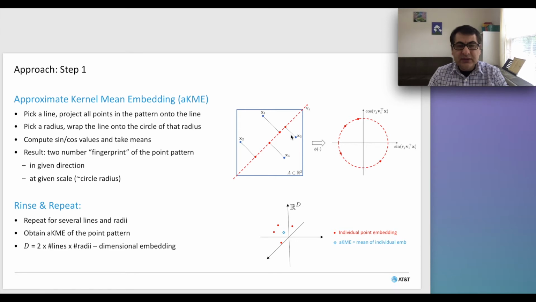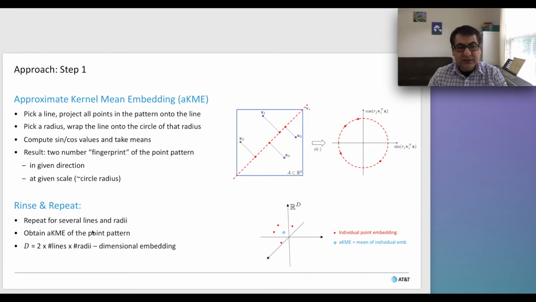Then we'll project the point pattern points onto the line, and we get these red dots on the line here. Then we pick a circle of a certain radius, and we wrap this line onto that circle. This gives us corresponding angles, and then we can rescale the circle, keeping the angles intact, to have a unit circle. This is equivalent to computing cosines and sines. As soon as we have the cosines and sines, we take the mean of the sines and cosines. This means we're going to get 2 numbers, one for the cosine mean and another one for the sine mean. This gives us a fingerprint of our point pattern in the given direction of the line, and a given scale which depends on the circle radius.